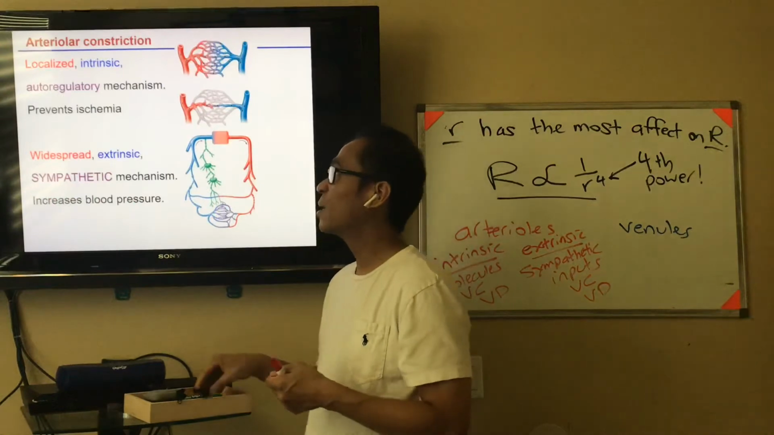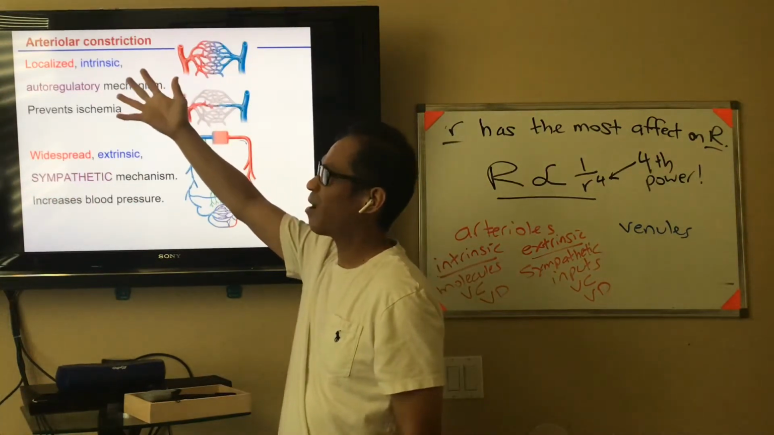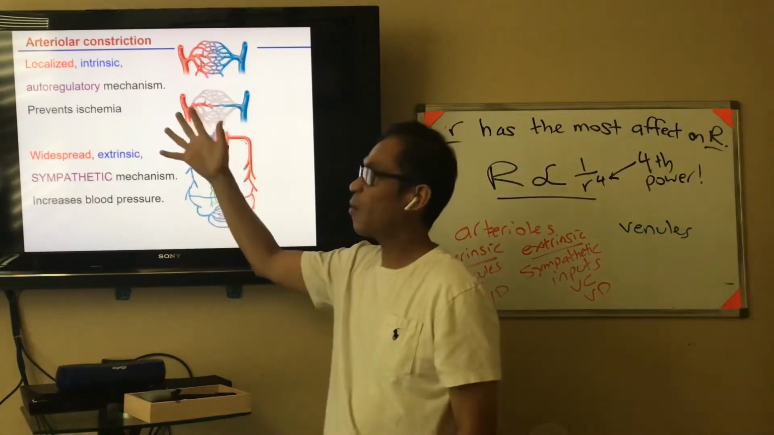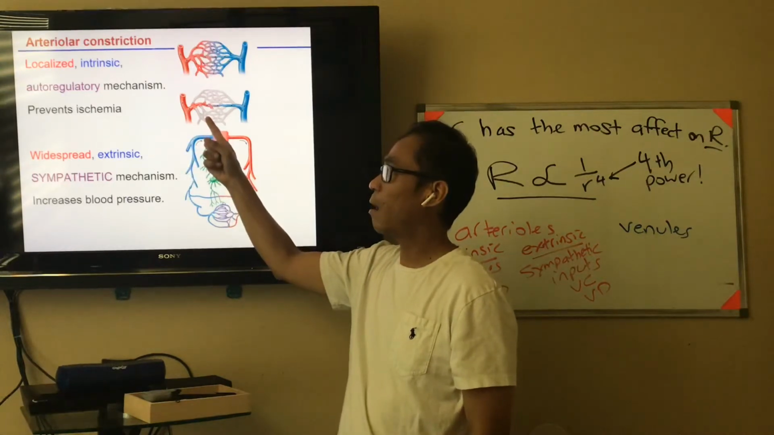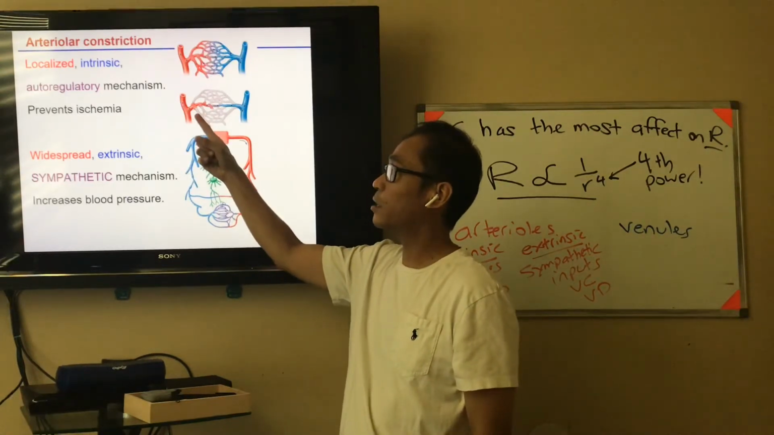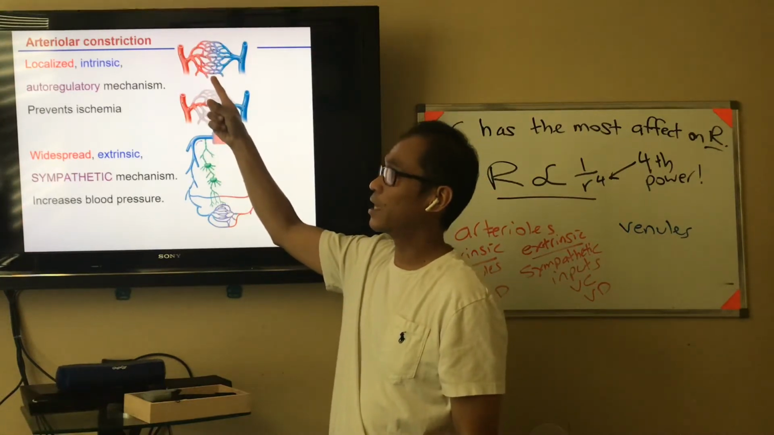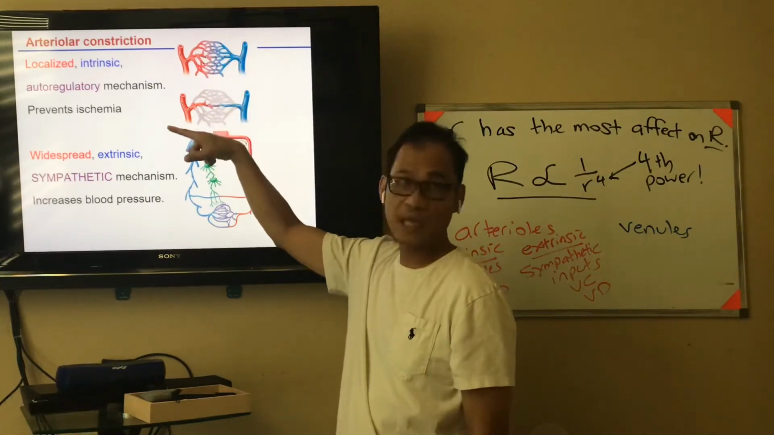So on this slide, we'll talk about the intrinsic controls, which we call localized or autoregulatory. They kind of self-regulate, and the goal is to prevent ischemia. You can't have blood flowing to all capillary beds all the time. Sometimes you shut it off. But sometimes when the cells need oxygen, you let the blood flow through. On or off, you prevent ischemia.